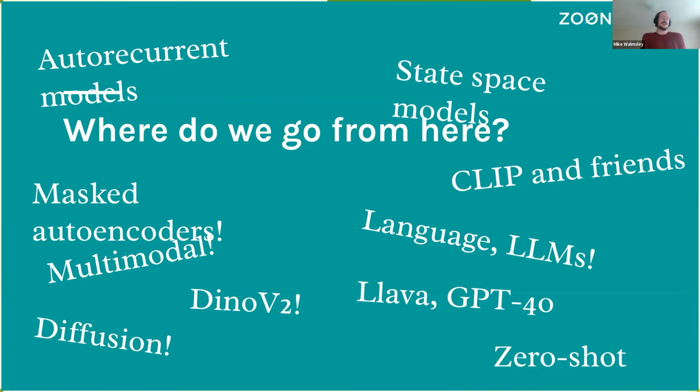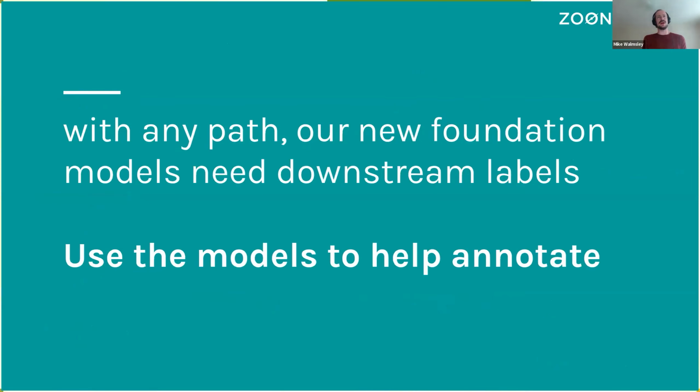Now, I don't really know what ultimately this will all end up as. I've just done a very quick review of self-supervised learning, and of course, there's 1,000 different versions of this. What I am willing to bet is that whatever we pick, we're going to need labels downstream, at the very least. And I think if we do that, we're going to need to use the models we train to help us annotate.